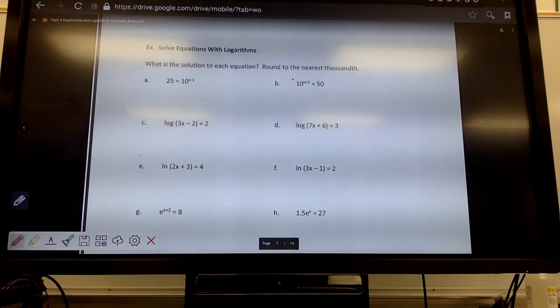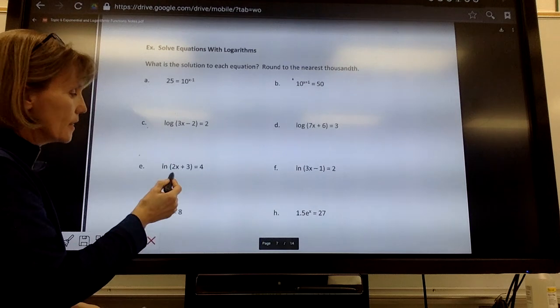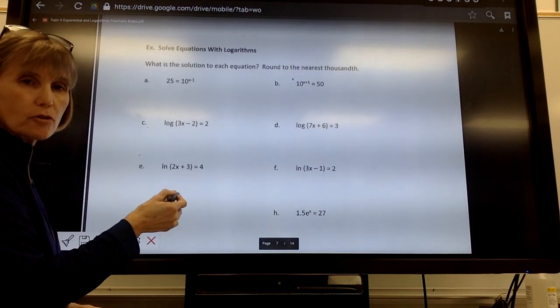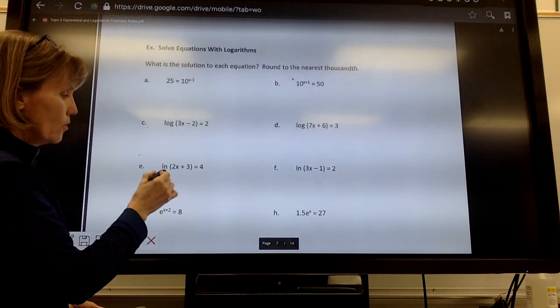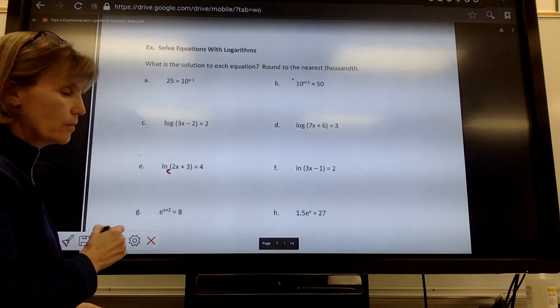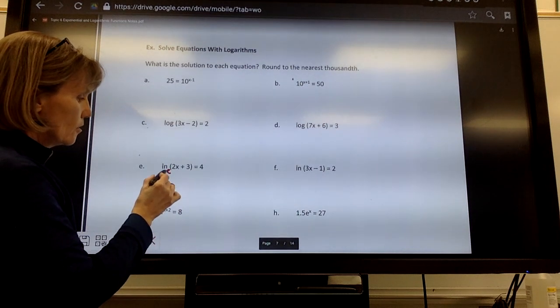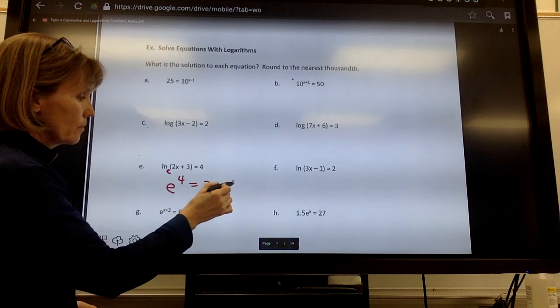All right, the next one. These, you notice, these are in log form, but it's not the common base log, it's natural log. And when natural log or ln is seen, what's the base of that? Okay, we know that's a base e. You don't see the e written, but we know that's base e. So we're going to say e to the fourth power equals 2x plus 3.